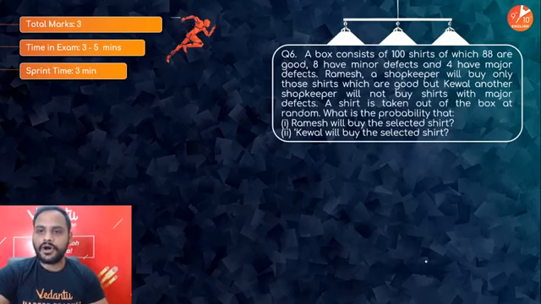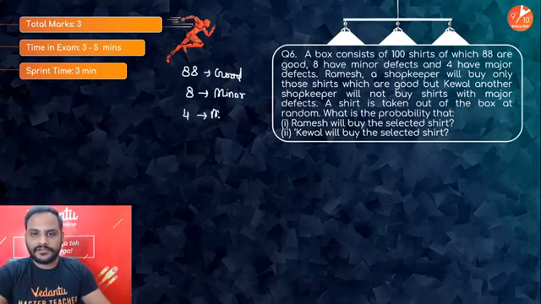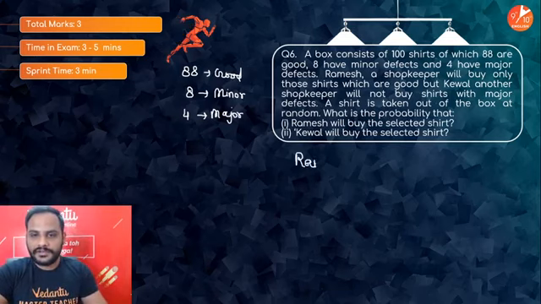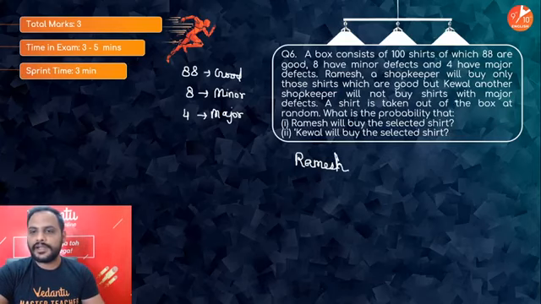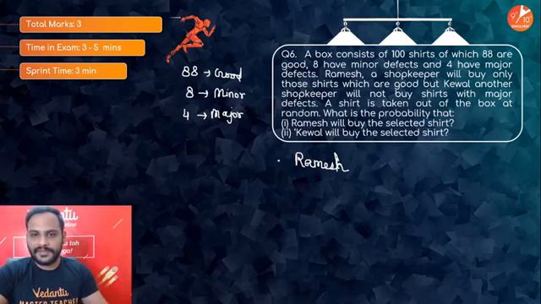Alright. Next question. A box consists of 100 shirts of which 88 are good, 8 have minor defects and 4 have major defects. Ramesh, a shopkeeper, will buy only those shirts which are good. So Ramesh is buying only good shirts. And Keval, another shopkeeper, will not buy shirts with major defects. A shirt is taken out at random. Find the probability that Ramesh will buy the selected shirt. So for Ramesh, Ramesh is only going to buy the good shirts.